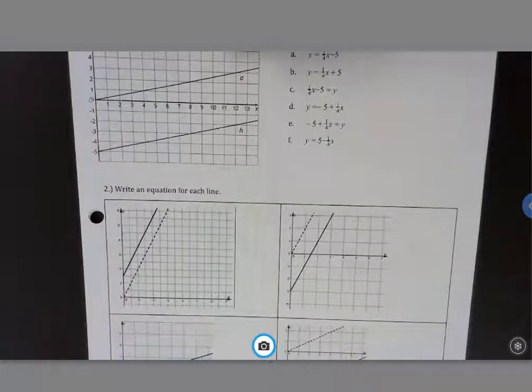All right, so you should have out your 3-8 notes. We are ready for part 2 of 8-3. So if you'll turn to the 3rd page.